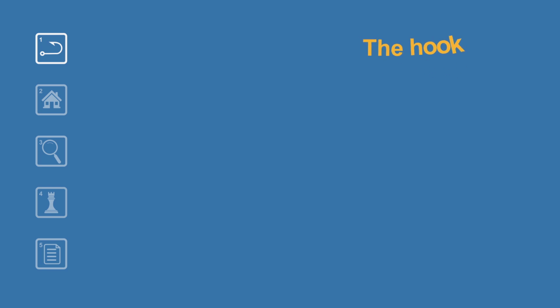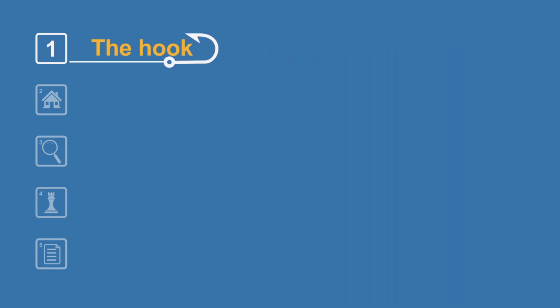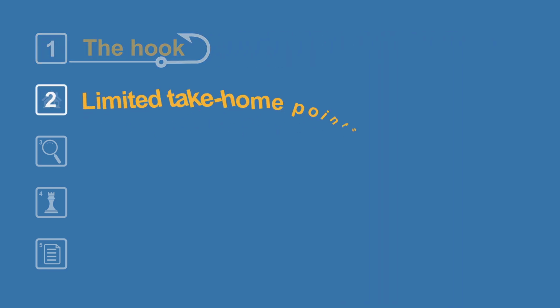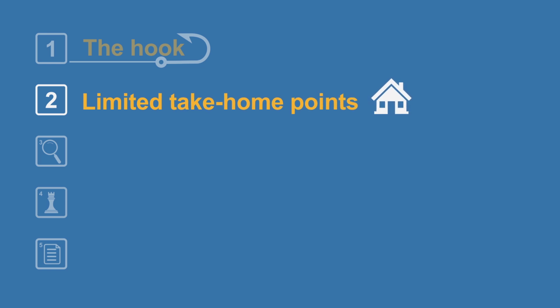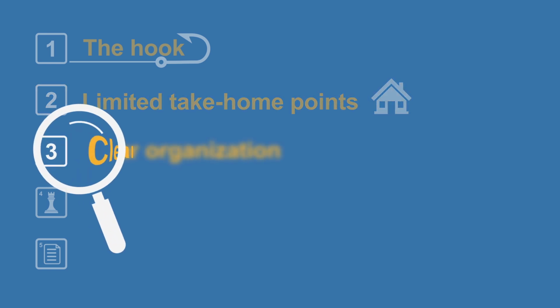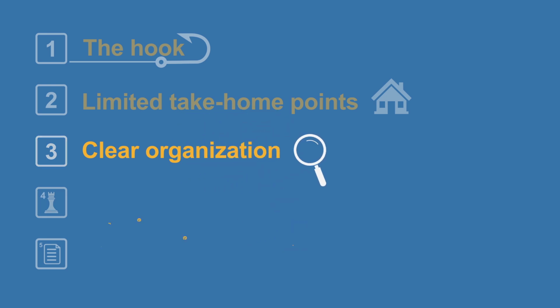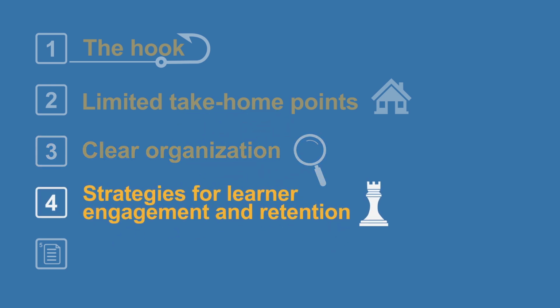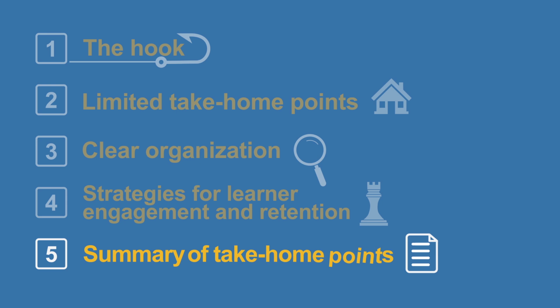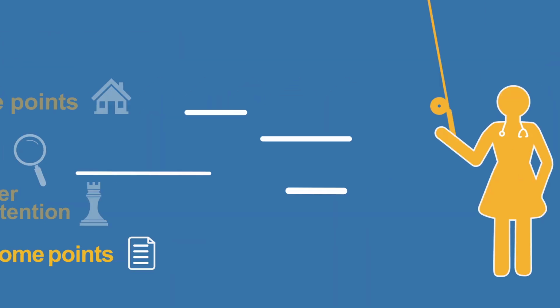The first is the hook. This is meant to pull the learner in. The second is a limited number of take-home points, so as not to overwhelm the learner. The third is clear organization. The fourth is strategies for learner engagement and retention. And the fifth is a summary of the take-home points.